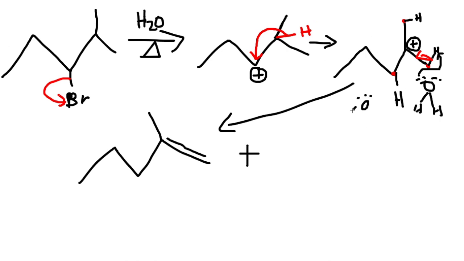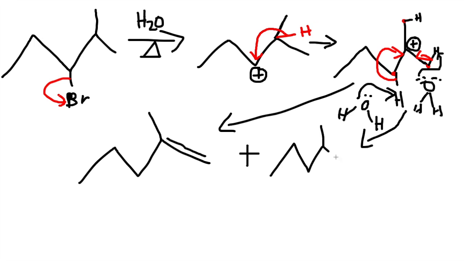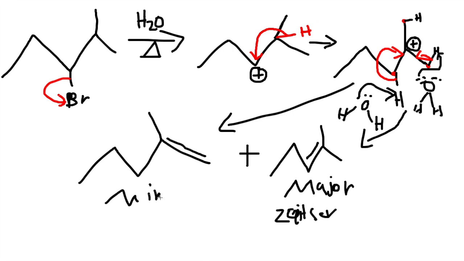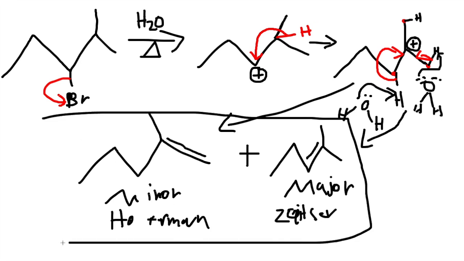Water will come again and now attack. You should draw it separately, but I'm going to just draw on the same structure. It comes and grabs this beta hydrogen. This beta hydrogen forms a double bond where the positive charge is, so over here towards the positive charge, and will give us the reaction over here like this. And so we know this is the major because it is more substituted. It is also the Zaitsev product, right? Zaitsev, and this is the minor because it's less substituted, so it's called a Hofmann. And so these are two products for this problem.